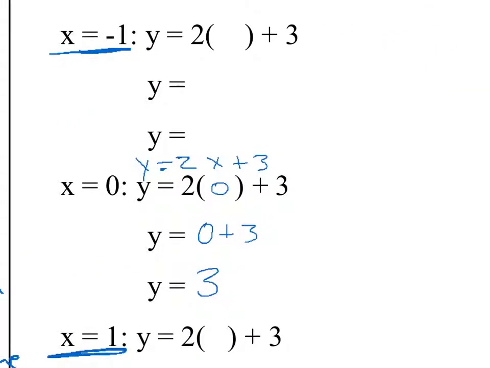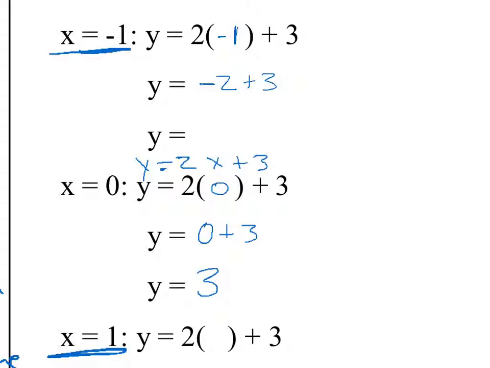X equals -1. So y equals 2 times, instead of x, I'm putting -1, plus 3. Following order of operations to solve for y. 2 times -1 is -2. What's really important here is that the most mistakes that happen in the middle of your work have to do with your ability to recognize good dates and bad dates. So Oscar has appropriately recognized this as a bad date.